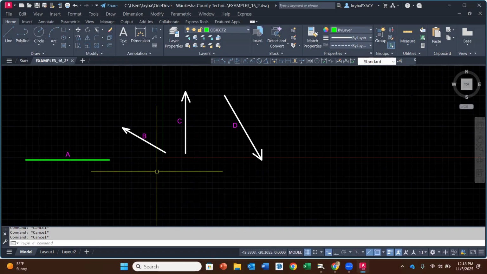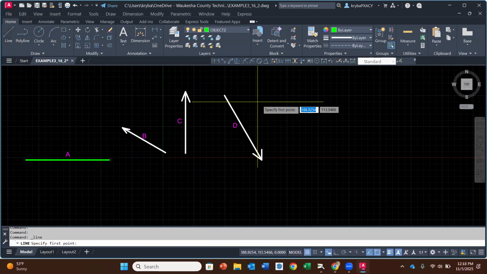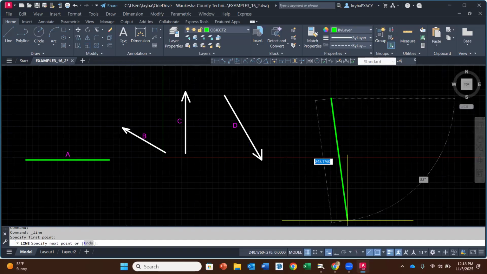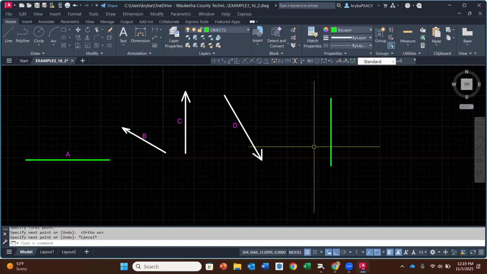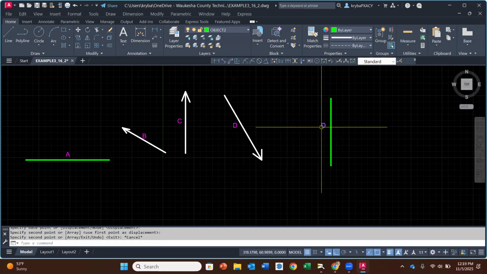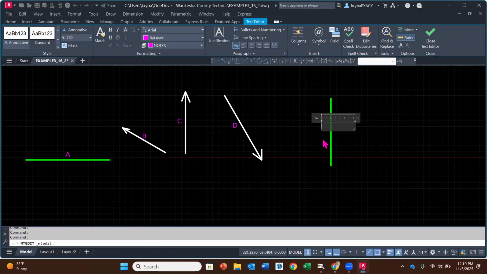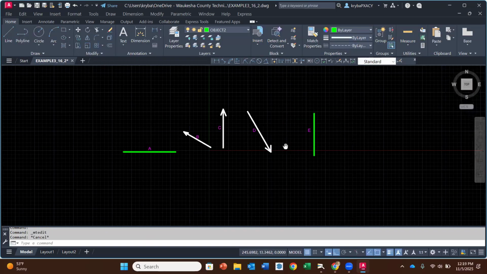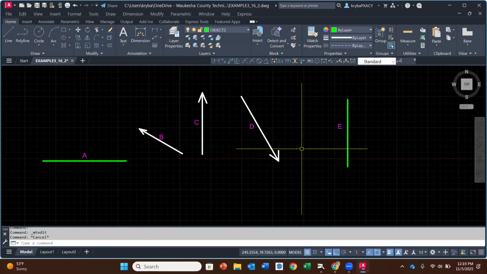And then I'm going to do the same thing, but a vertical line, put it over here for E. And I'll label that as E. So no arrowheads on A or E, because all we are identifying here is the direction, horizontal for A, vertical for E.